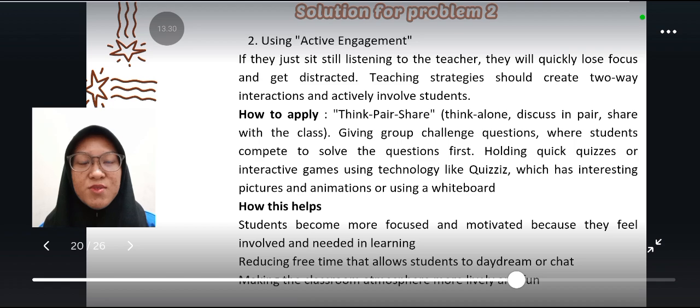How does this help? Students become more focused and motivated because they feel involved and needed in learning. It reduces free time that allows students to daydream or chat, making the classroom atmosphere more lively and fun.